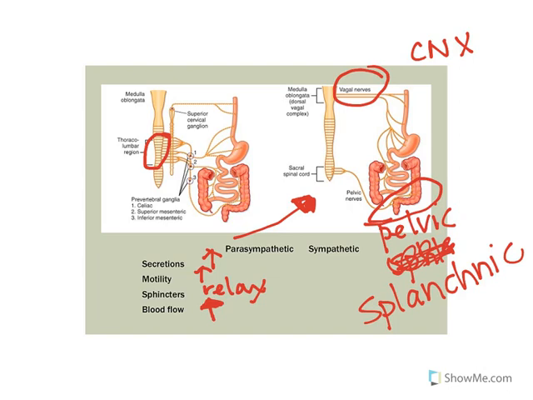Now the sympathetic division, just think it's just the opposite, fight or flight. Sympathetic decreases secretions, decreases motility, it constricts sphincters, and it tends to decrease blood flow.